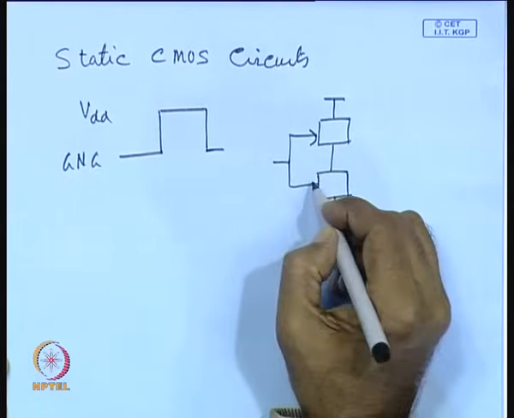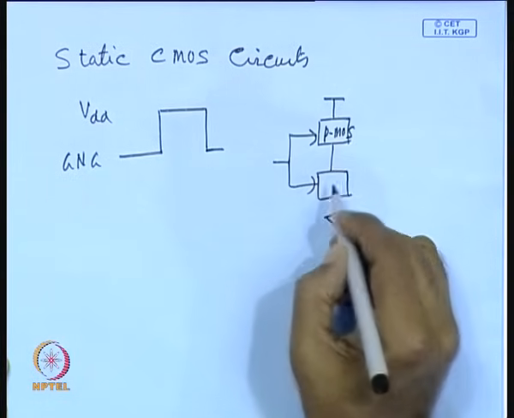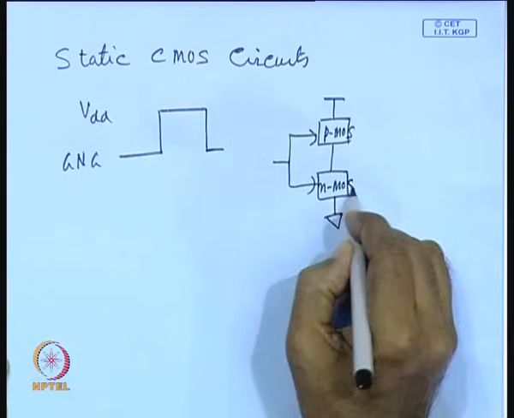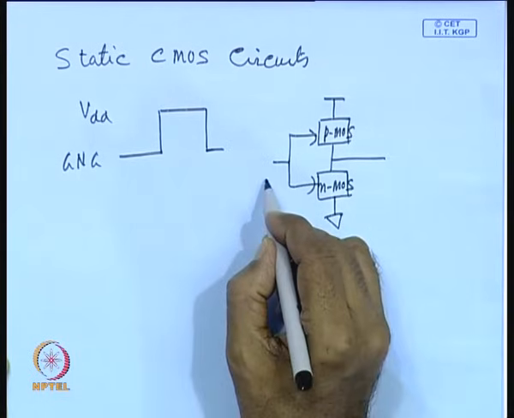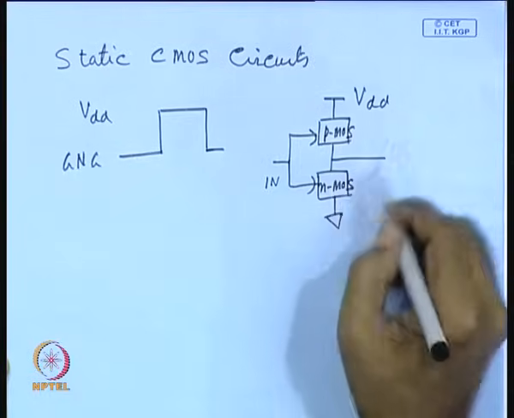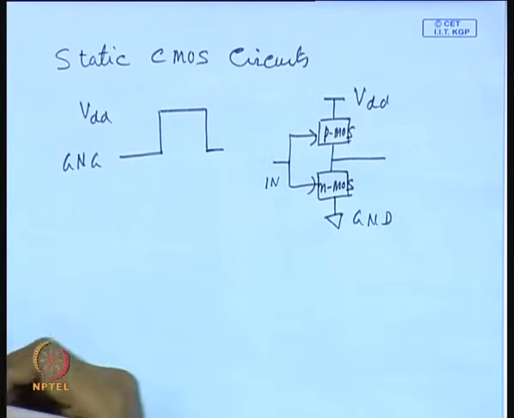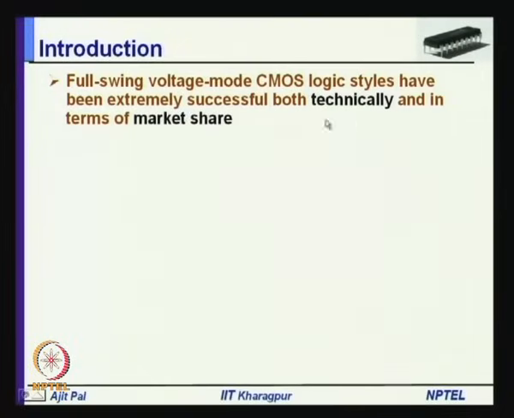So, this is the PMOS and this is the NMOS, and output is taken from here, input is given here. So, here the output swings between VDD and ground, and we have seen that this is a very successful technology with a lot of CAD tools available, and most of the VLSI circuits nowadays are realized by using this technology.